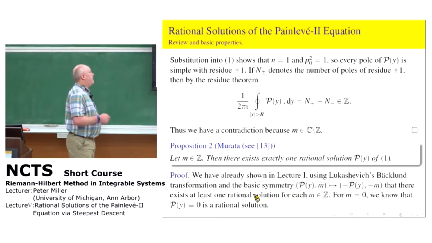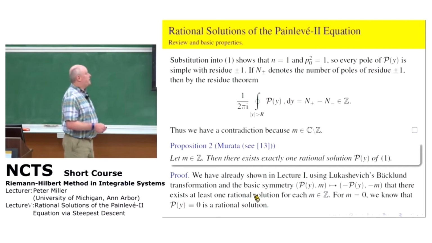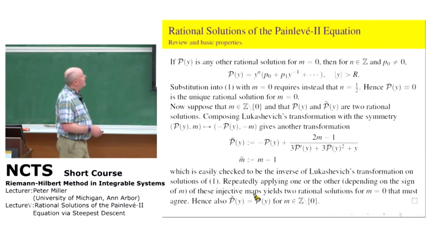So suppose that m is an integer, then there's exactly one rational solution of differential equation 1. So in lecture 1, we used Lukashevich's Bäcklund transformation along with this kind of symmetry to get to negative values of m. We used this and Lukashevich to show that there exists at least one rational solution for every integer m. And when m is 0, then you know that p exactly 0 is one rational solution, okay?